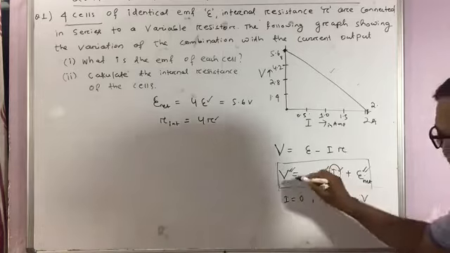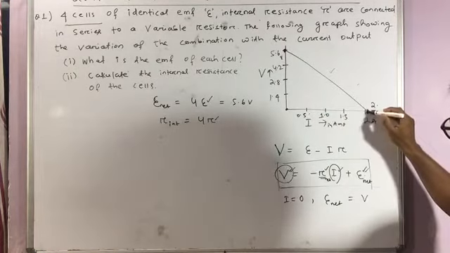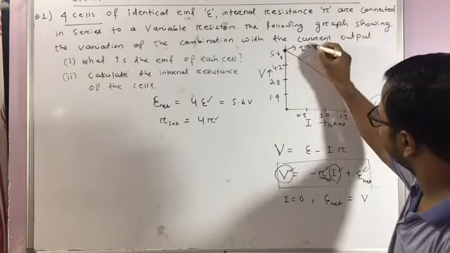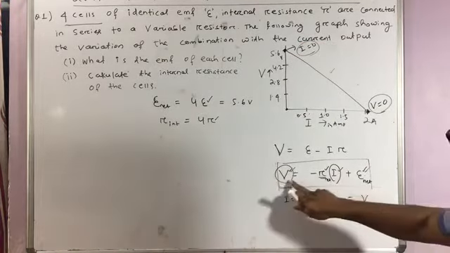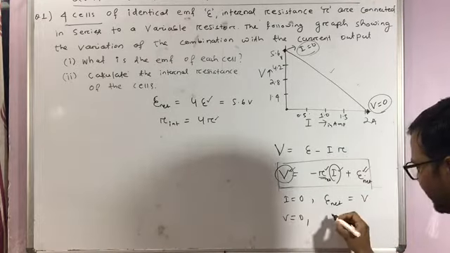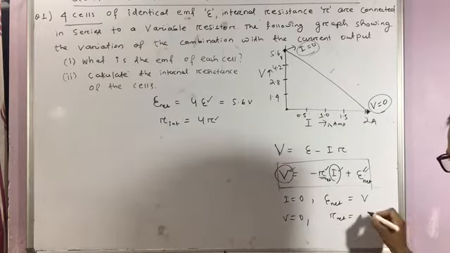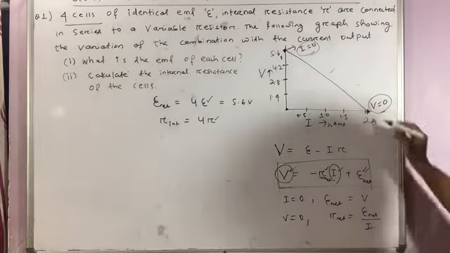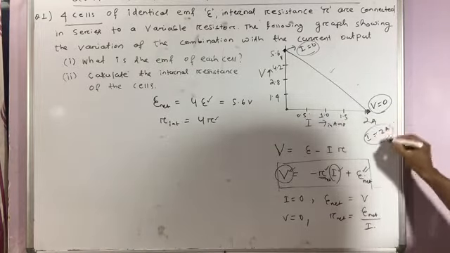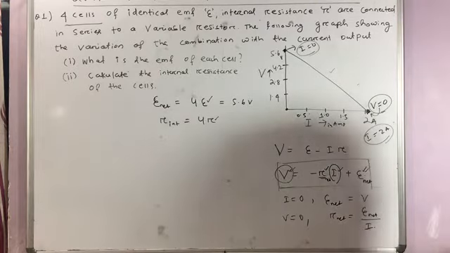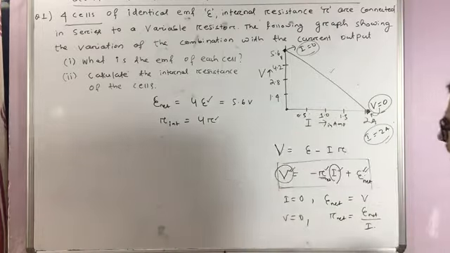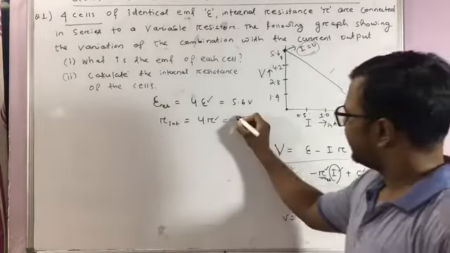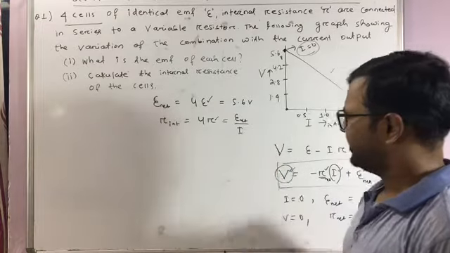Now you see, this is the point where V is equal to 0, and this is the point where I is equal to 0. If you put V equal to 0, I will get R net equal to E net by I. Got it? R net is equal to E net by I. For this point, your I is equal to 2 ampere, because this is the point where V is equal to 0. So we can calculate R internal, which is 4R, which is nothing but E net divided by I. Now we can solve.